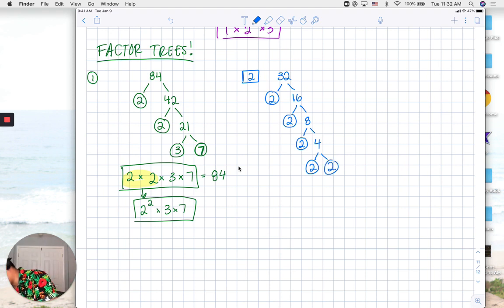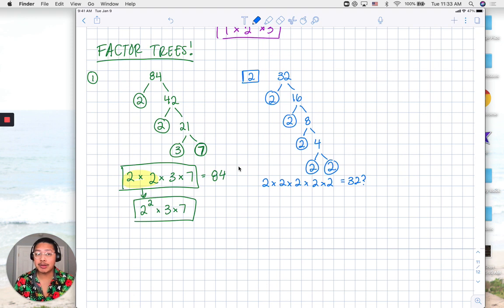So it looks like the prime factorization for 32 is 2 times 2 times 2 times 2 times 2. To check your work, does it equal 32? Does it? Check it, please. If it does, you're good to go.